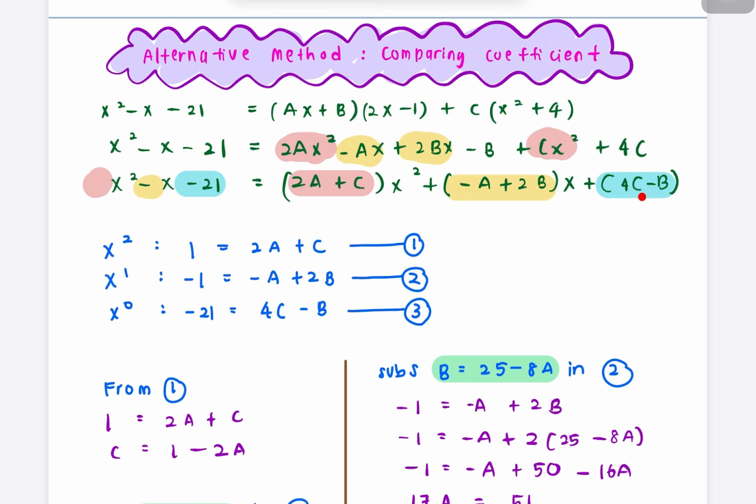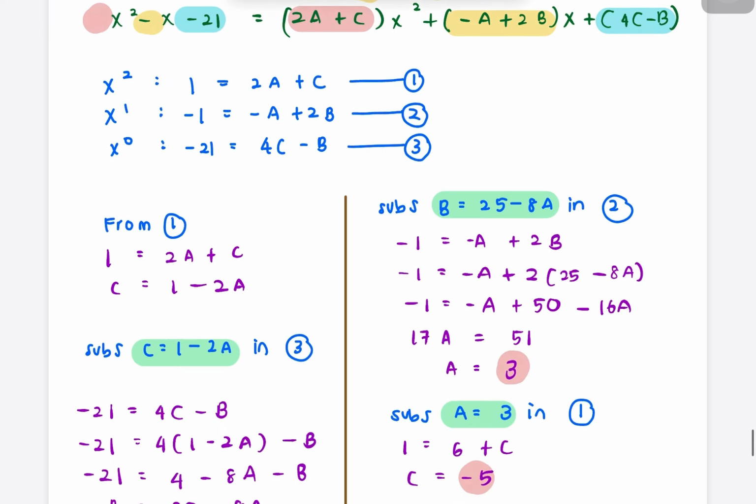This is madam's method. From equation 1 here, you arrange to find C. So C will be 1 minus 2A. And then madam use substitution method. So substitute C equation. Okay. So this is your C that you substitute with 1 minus 2A. And then you have only unknown A. You still have A and B. So B is equal to 25 minus 8A. Again into the second equation.